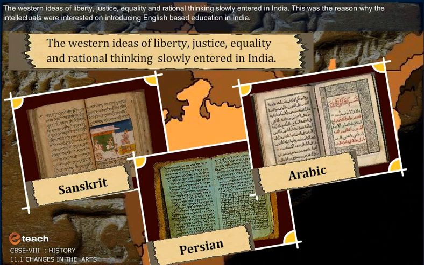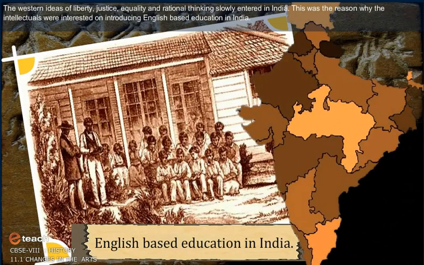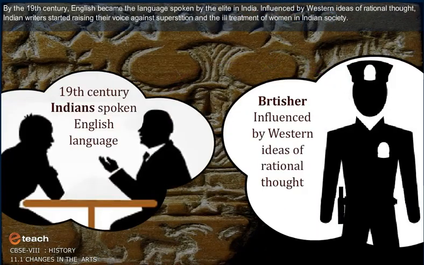Western ideas of liberty, justice, equality and rational thinking slowly entered India. This was the reason why the intellectuals were interested in introducing English-based education in India. By the 19th century, English became the language spoken by the elite in India.